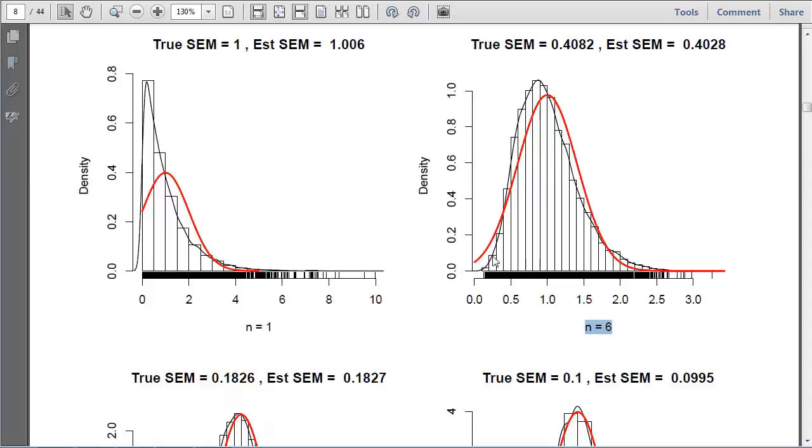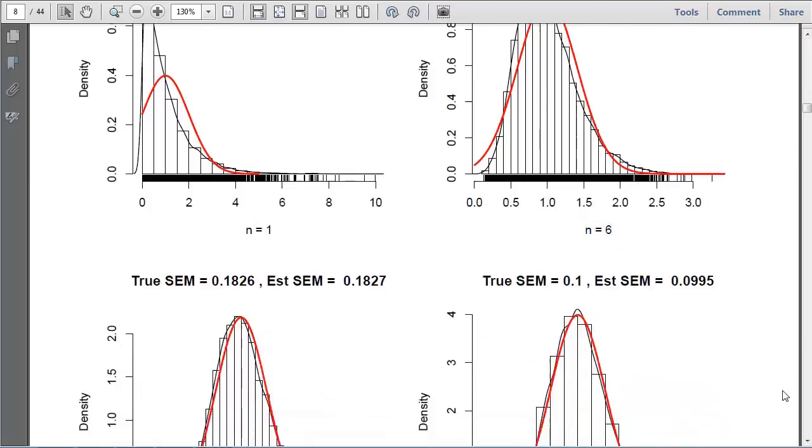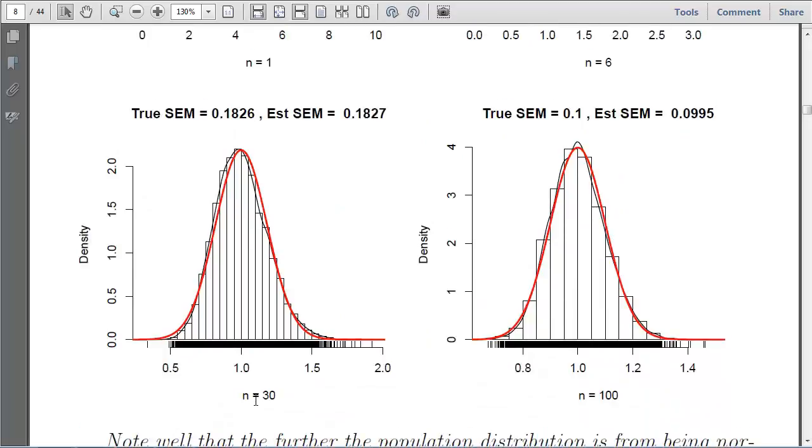So here we have sample size 6. We see some systematic differences from the normal. We have low, high, lower, and higher, and you can see a bit of right skewness. If I scroll down a little bit, here's a sample of size 30.